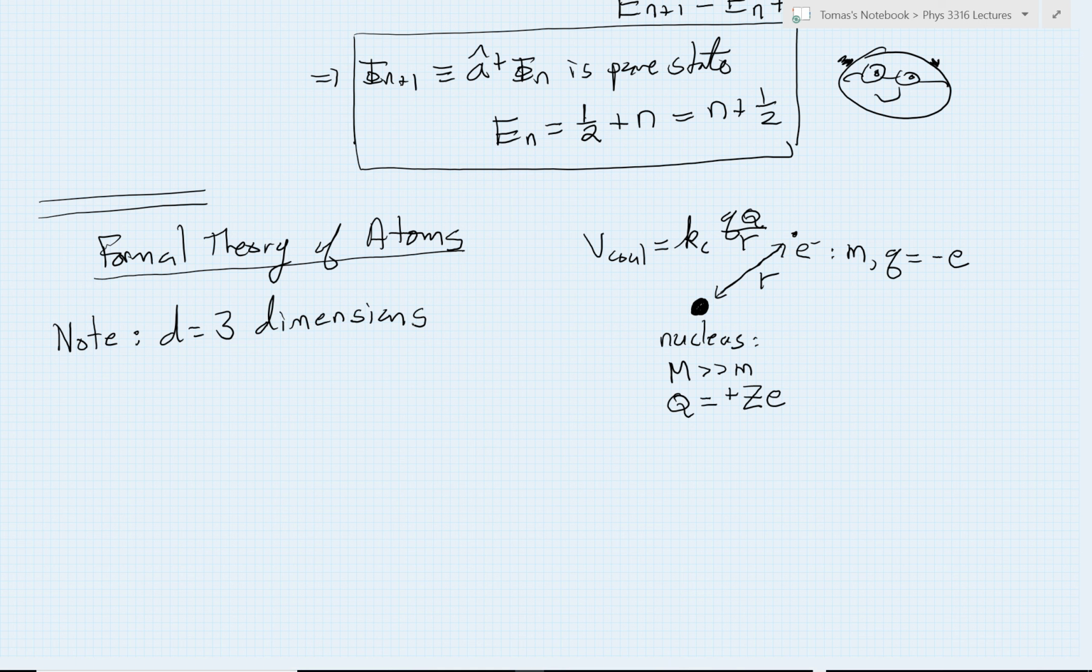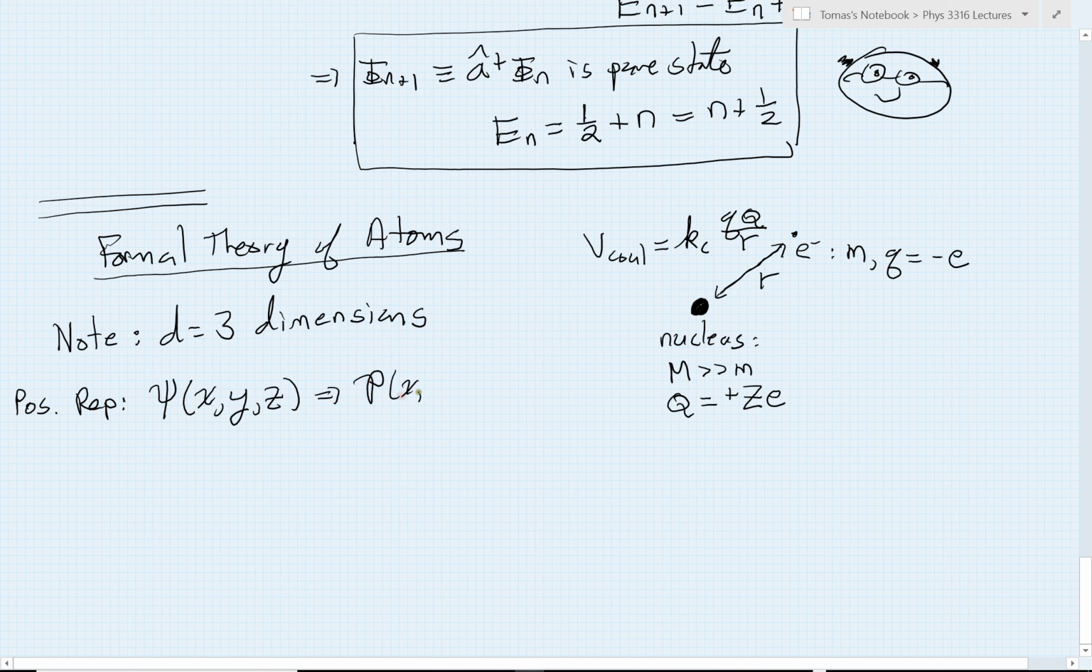So in 3 dimensions, the representation of our quantum state, and we will do this in the position representation at first, will then be some wave function, which is now a function of all 3 coordinates, x, y, and z, so that we are able to determine the probability density for finding the particle at any particular location simply by taking this complex wave function and squaring it. So I think that's a pretty straightforward generalization.